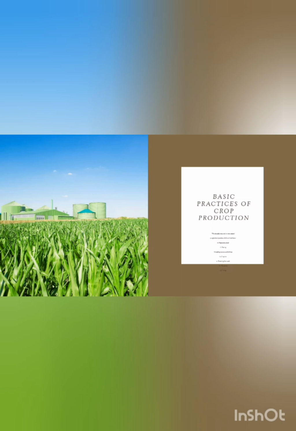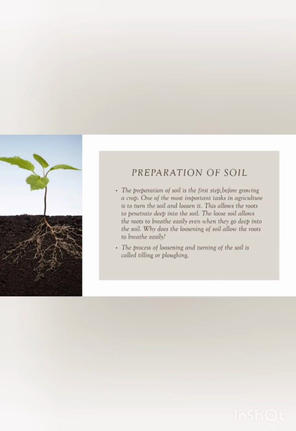Some of the steps required to do agriculture are preparation of soil, sowing, adding manure and fertilizers, irrigation, protecting from weeds, harvesting and storage. These are the steps required to do agriculture. First, we will see the preparation of soil. For planting a seed or sowing a crop, we need to prepare the soil first. The preparation of soil is the first step before growing a crop.